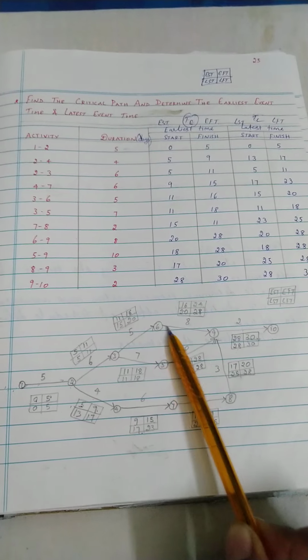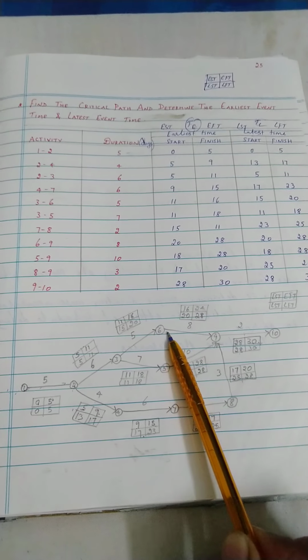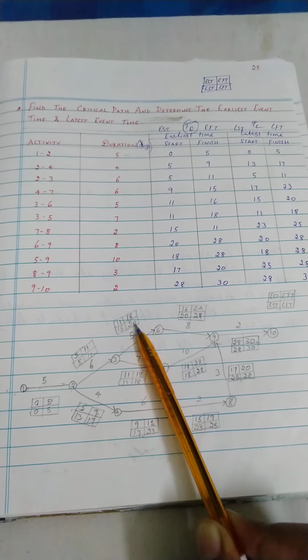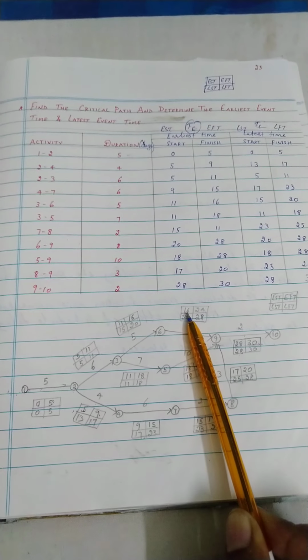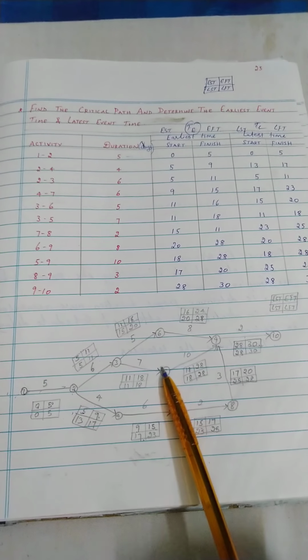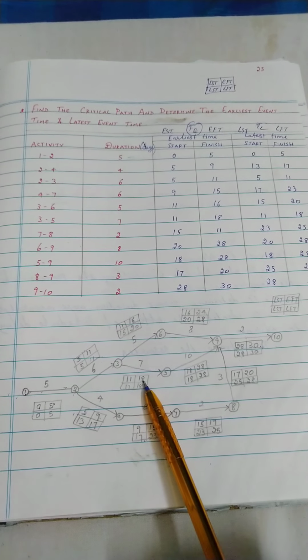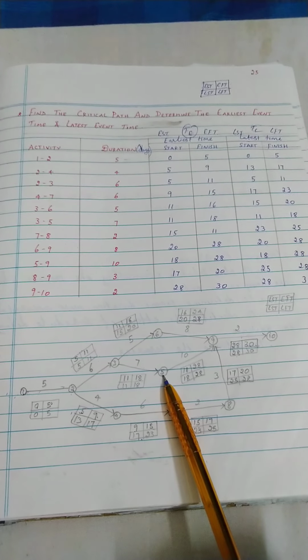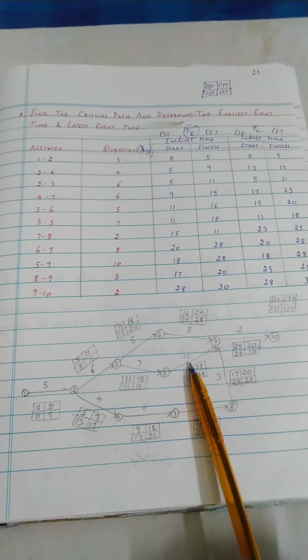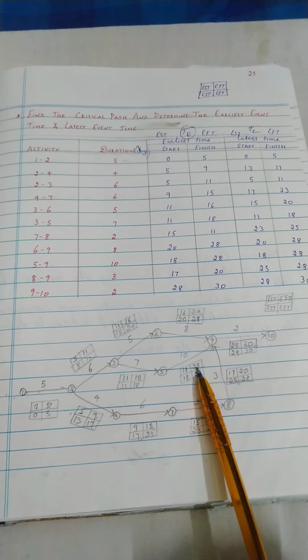Next, from the 6th event you have another activity of 6 to 9. The 6th event starting time is 16, and note it as 16, and 16 plus 8 you will get 24. And similarly for the 5th event, the earliest finish time is 18, that we consider as the earliest start time of the succeeding activity. So 18 plus the current duration is 28.